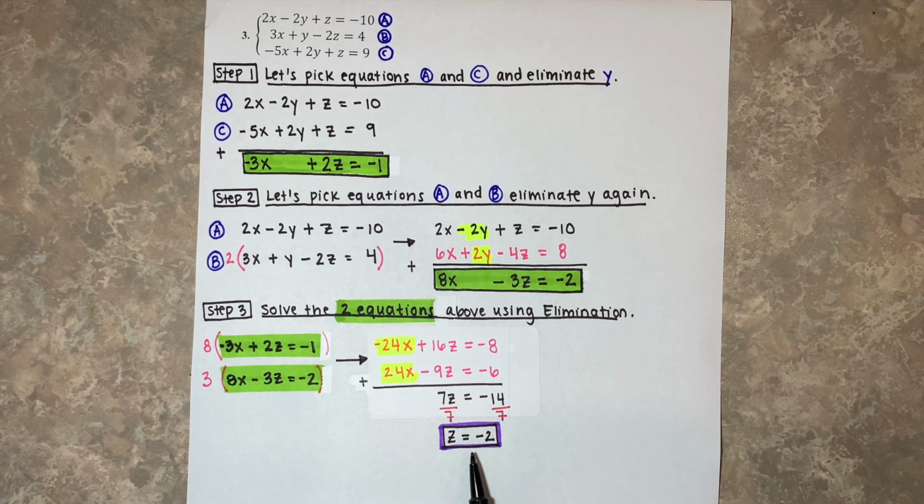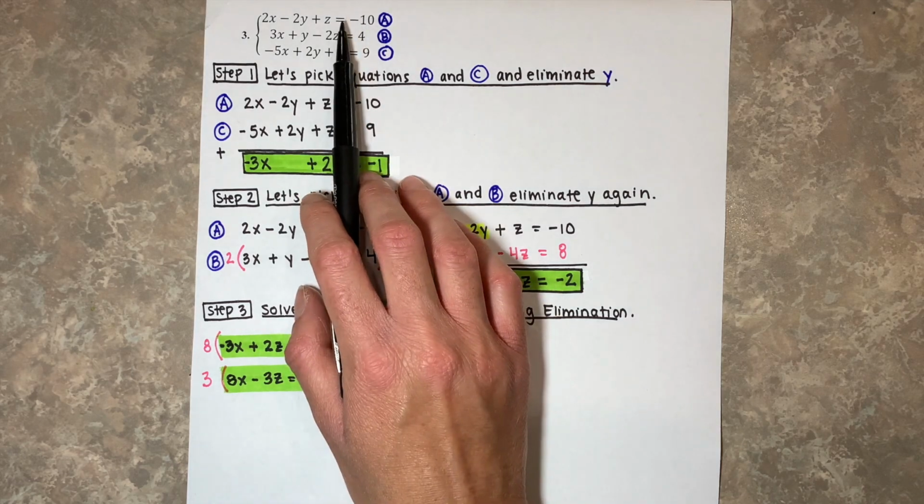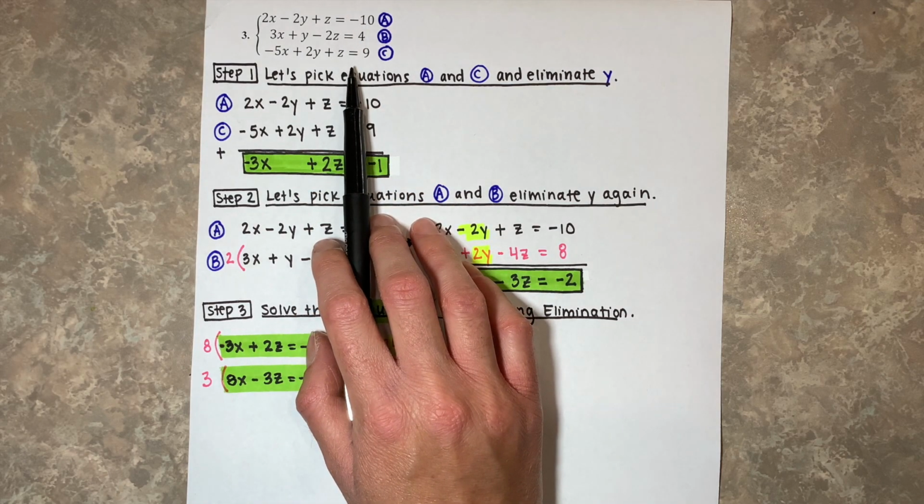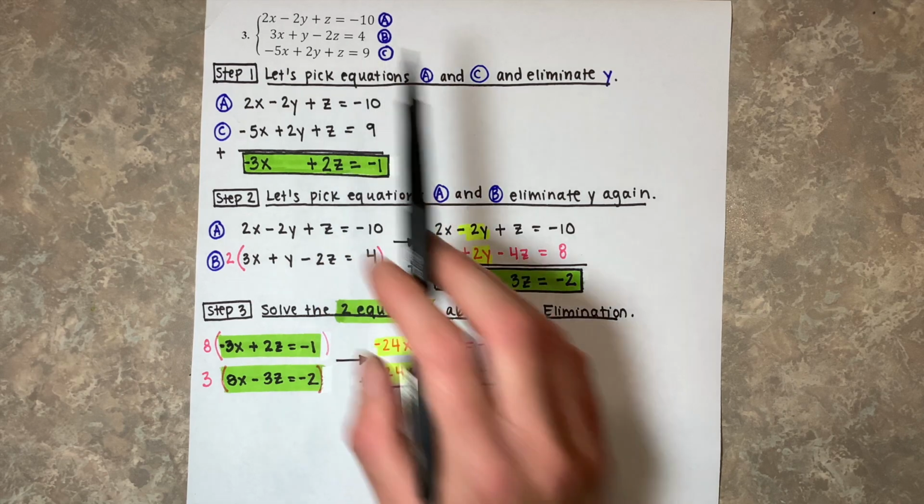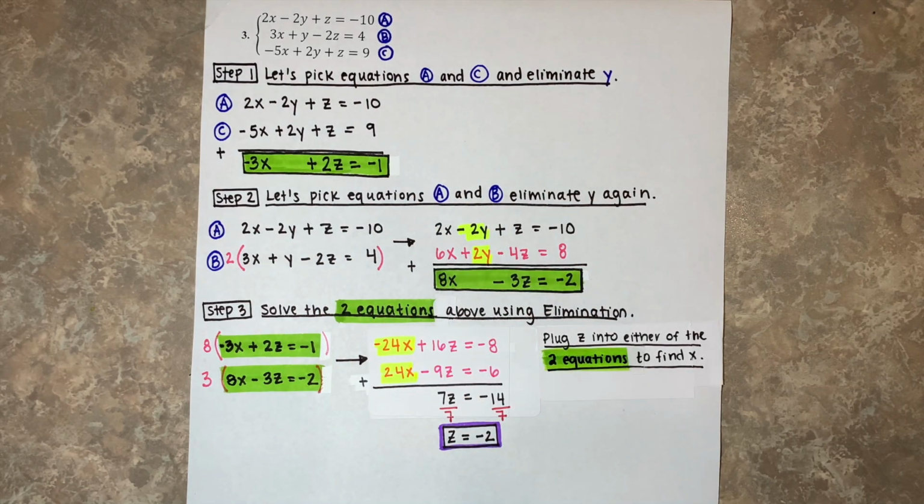And remember, to find the other variable, do not plug z into one of the original equations. You'll get stuck at this point, and it won't help you to find another variable. Instead, we're going to plug z into either of the two green equations to find x. Either green equation will work. I'm just going to pick the top green equation. And I'm going to plug negative 2 in for z. And then I'll proceed to solve for x.